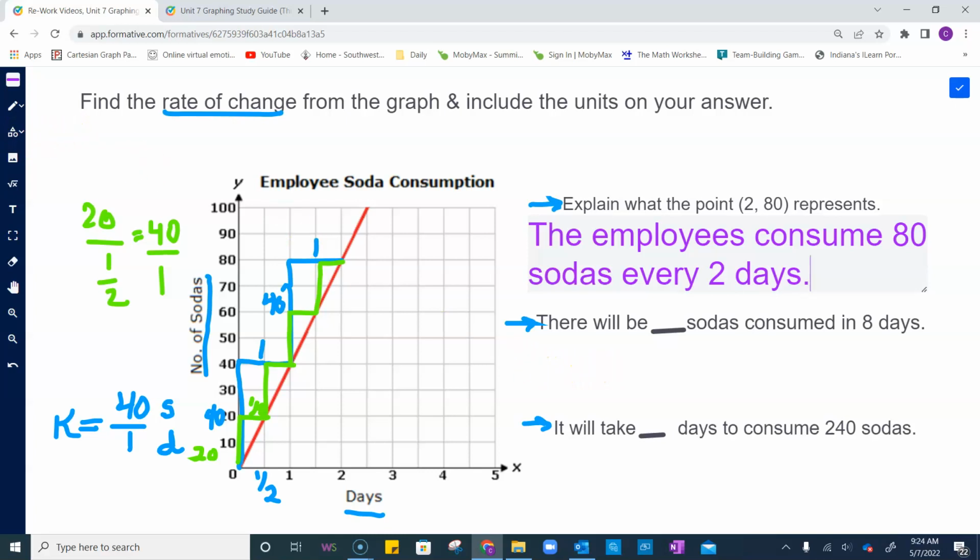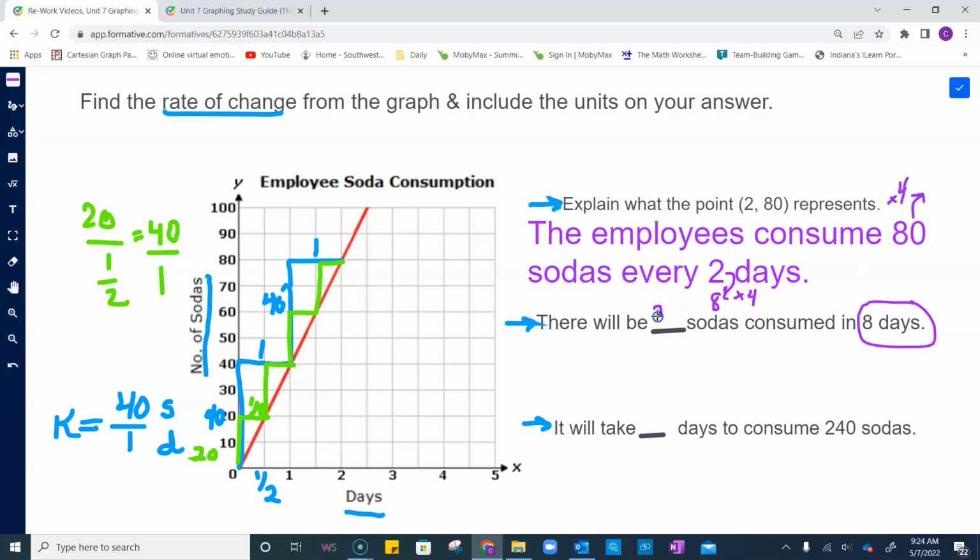Okay, if we know that relationship, we should be able to figure out after 8 days. So this is 8 now. To go from 2 to 8, I have to multiply by 4. Since it's a proportional relationship, that's what we're going to do. Multiply by 4. And what you find is that 80 times 4 is 320. They consume 320 sodas in 8 days.